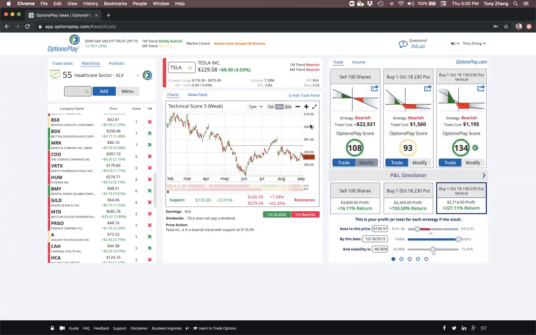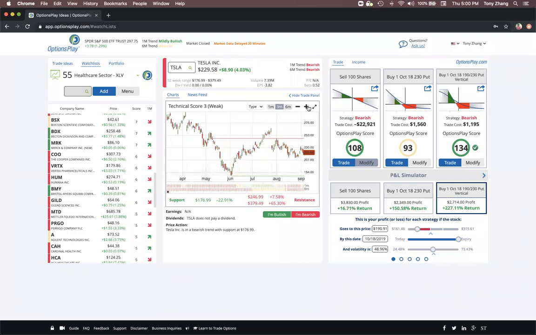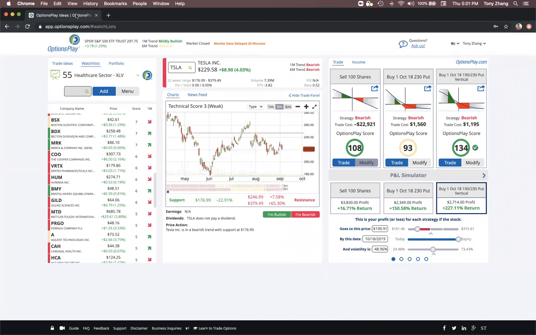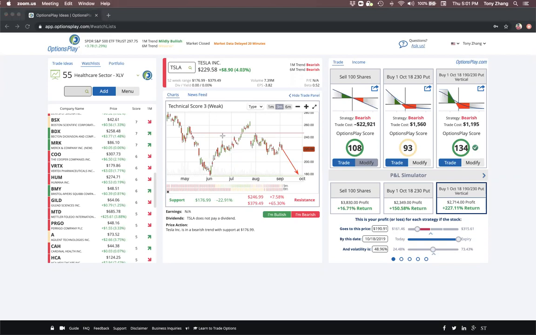Tesla, Gilbert's asking for Tesla. This is one of the stocks that, for me, I don't love trading, but this does make big moves. Technical score of 3, 1 month and 6 month trend is bearish. So this is a classic bearish trade. From my perspective, I'd be looking for a move to the downside to around this 180 level or so.